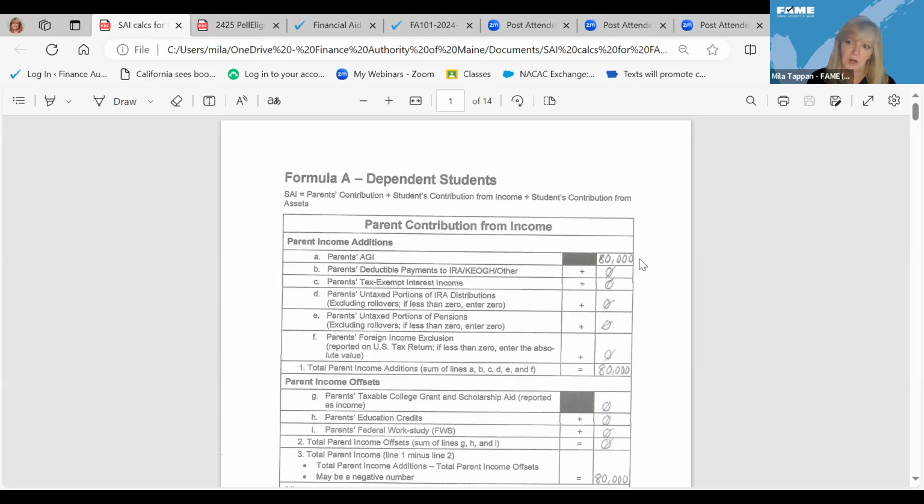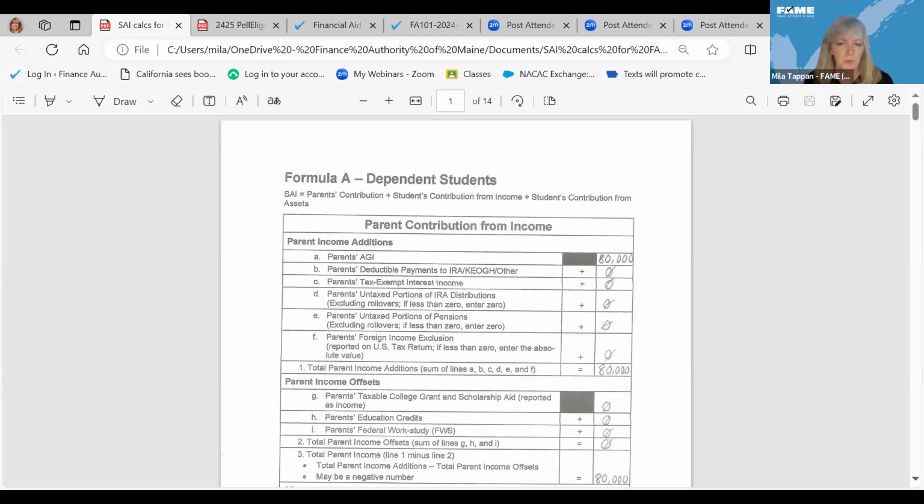They eliminated for this year a lot of the other sources of income. For example, in the past, as we'll see in a moment, they used to take into account contributions to a retirement plan if you made those pre-tax. That used to be added in to people's income. That is no longer there. There are a couple of other additions to income beyond just the AGI, like deductible payments to a KEOGH, tax-exempt interest, rollovers or untaxed portions of rollovers and things like that, but very, very few. For most families, what we're finding this year is that only their AGI is taken into account.